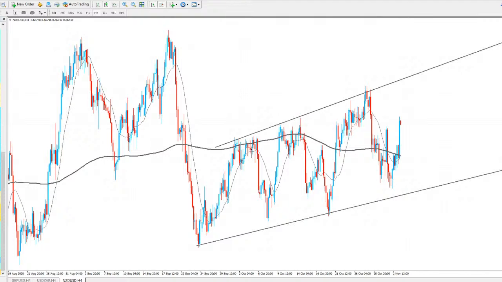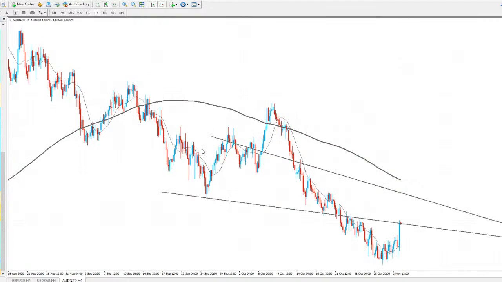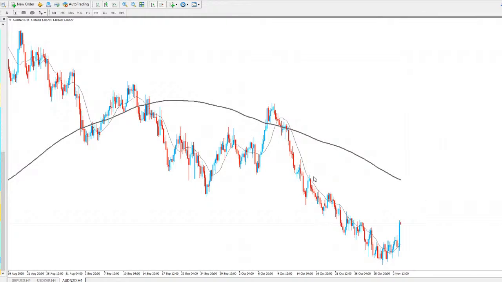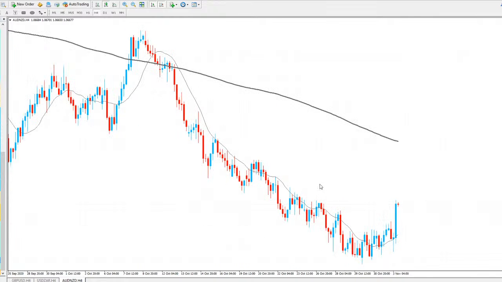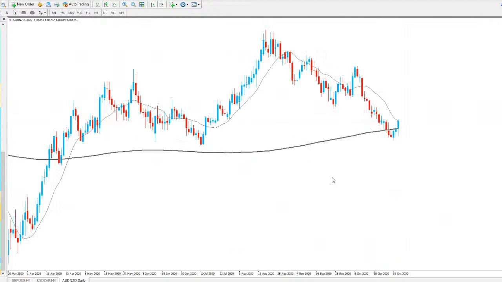Next, we're going to take a look at AUD NZD. I'm going to take a look at USD JPY in a second here. Now for this one, again, big bullish candle there at 10 a.m. this morning. As you can see, very big bullish candle there. You can see on the daily time frame, we're starting to have a move to the upside.